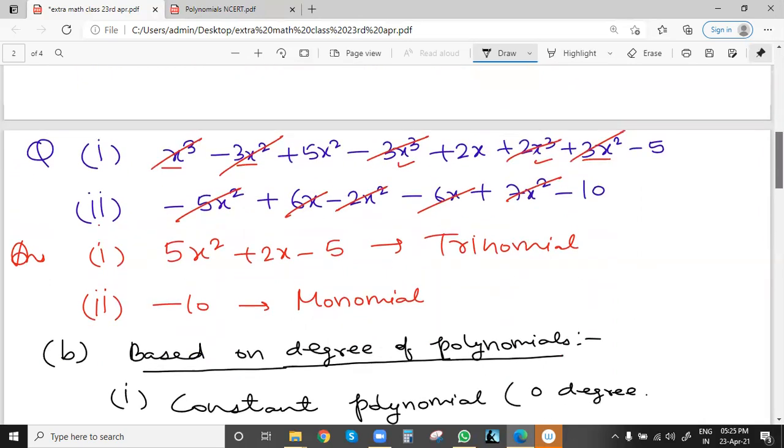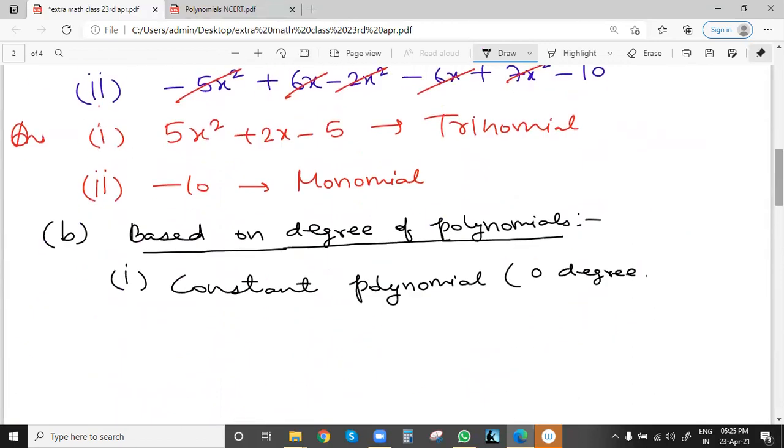Let me show how this is. So the first one is constant polynomial, degree will be 0. Example can be simply 2 or -2. Why? Because nothing is there apart from -2. So -2 we can write as -2 into 1, and 1 we can write as x to the power 0. That's why degree will be 0. Now second example, simply 5. 5 means 5 into x to the power 0, or we can say -10. -10 means -10 into x to the power 0, etc.